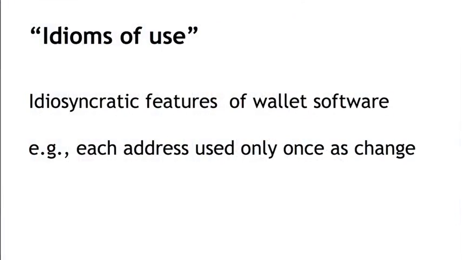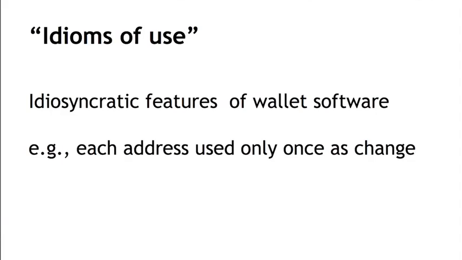The technique is this. The authors call this idioms of use, and they exploit idiosyncratic features of different wallet software. For example, one thing they found is that most wallet software use an address as a change address only once. That means that this, in fact, seems to follow Bitcoin best practice for anonymity in a sense. If you have a new transaction where you need to create a new change address, don't use an address that you've already used before as a change address. Create a new address and use it for this purpose.